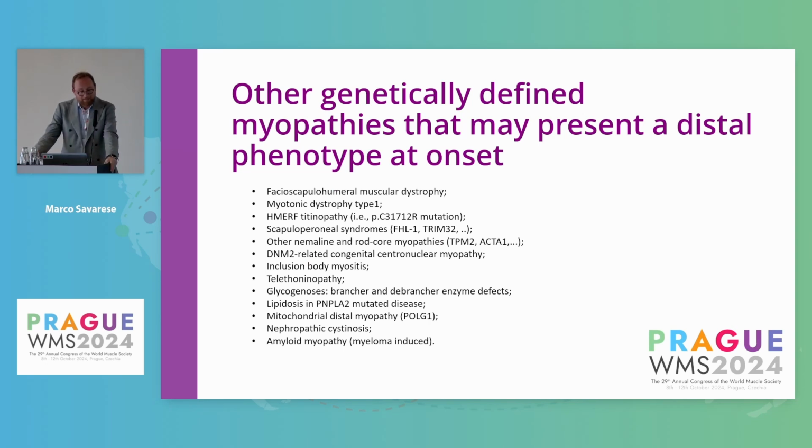Finally, other genetic conditions causing a distal phenotype is a long list, from fascioscapulohumeral muscular dystrophy, the myotonic dystrophy, for example, some mitochondrial myopathy, the inclusion body myopathy or myositis, as you wish, the DM2-related congenital centronuclear myopathy, and so on, which unfortunately shows how complex is the topic because there is a genetic and clinical overlap. And really, you need to work in a team with geneticists, neurologists, in order to interpret the large number of variants that you find in the long list of genes that may be associated with distal weakness.